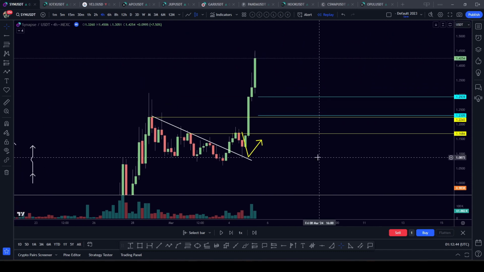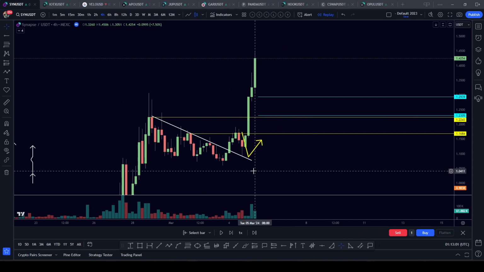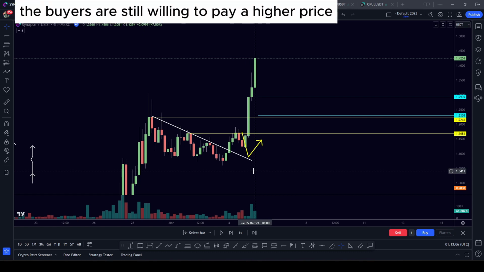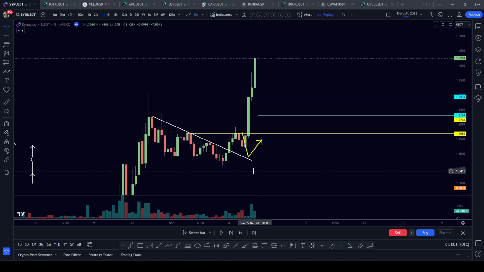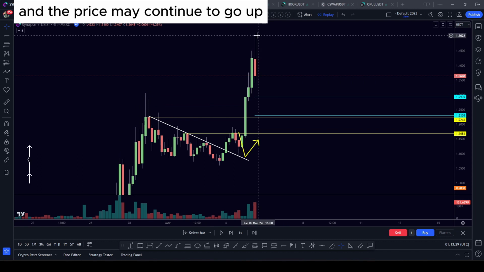So the next candle, it continues to go up when there should have been a retrace due to divergence. Now this is telling me that we have fewer buyers. However, the buyers are still willing to pay a higher price. And it'll continue to do this till we have more people coming in, which is volume, and the price may continue to go up. And now finally, we have people taking profit.